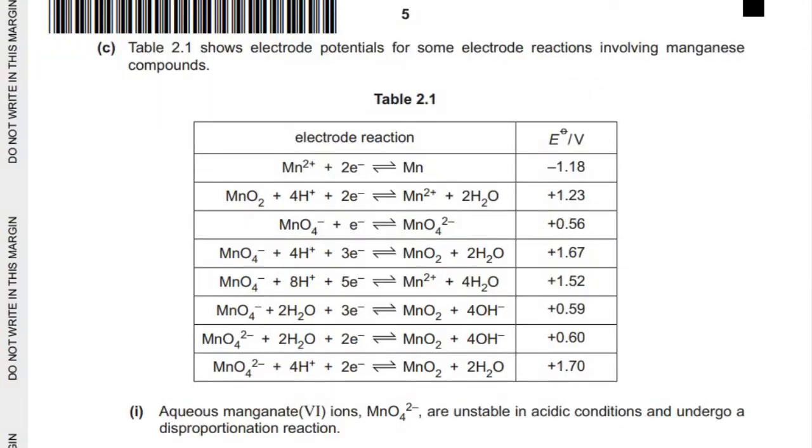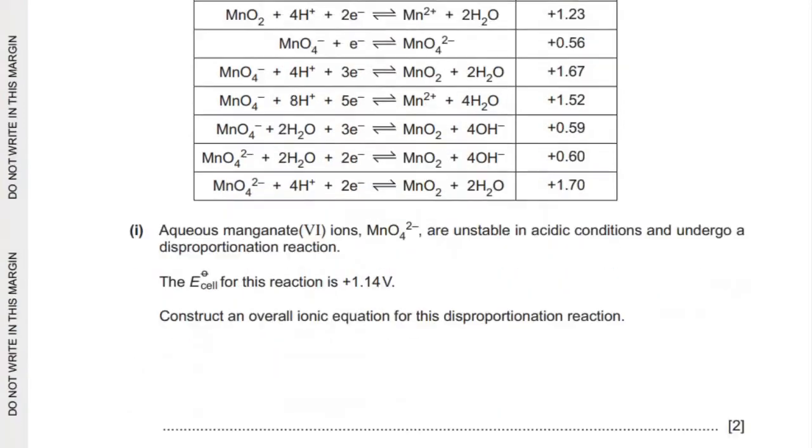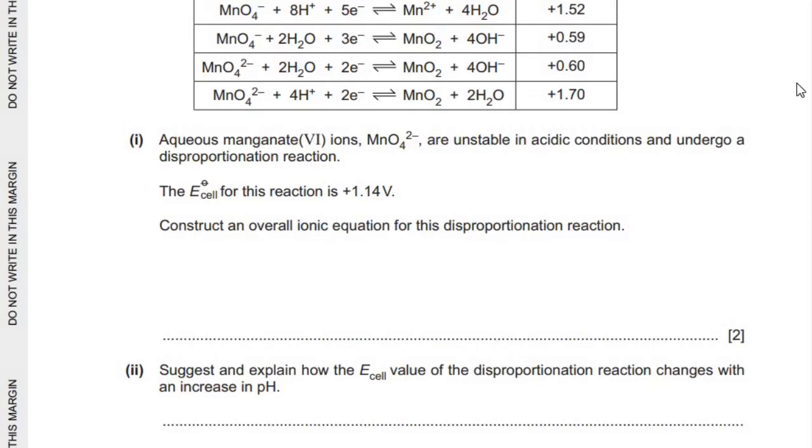Now let's go ahead with the C part, where table 2.1 shows electrode potentials for some electrode reactions involving manganese compounds. Now there is a big table, but let's go ahead and see the question. Aqueous manganate(VI) ions, that is MnO4 2-, remember it is 2 minus, are unstable in acidic conditions, that is in the presence of H+ ions, and undergo a disproportionation reaction. The E cell of this reaction is 1.14 volt. Construct an overall ionic equation for this disproportionation reaction.